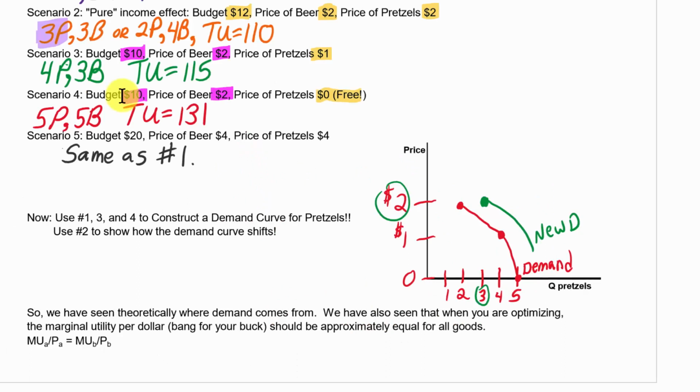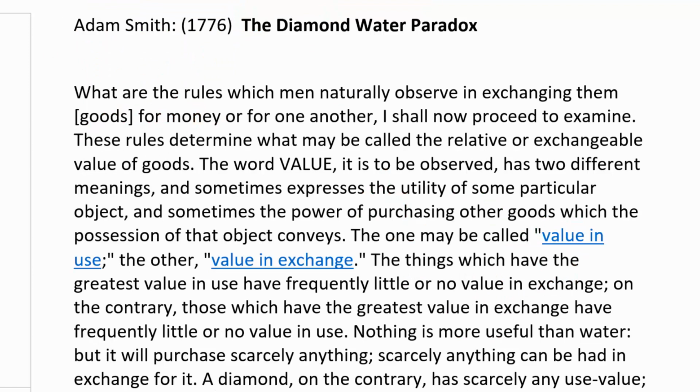All right, one last thing I'm going to talk about here, and that's briefly about the diamond and water paradox. And then we'll come back in our next video and we'll see how the marginal utility per dollar method works that the textbooks like us to use. So usually in a chapter like this, we want to talk about the diamond water paradox.